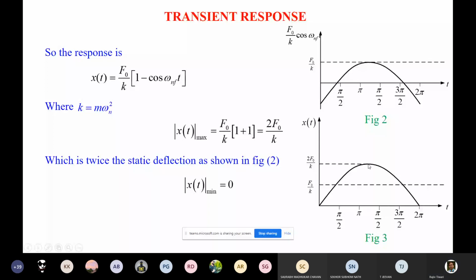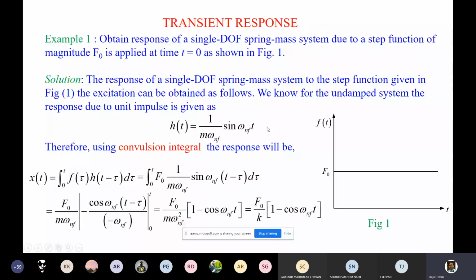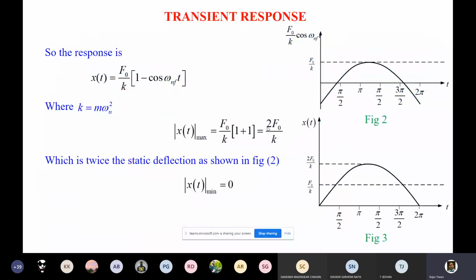So maximum and minimum are a very important key, because for machines some spacing has to be provided. So what is the maximum displacement that can take place? This information will be useful for that. So this is clear. Okay, how can we get the response to a general force using the convolution integral? I'll take up another example.